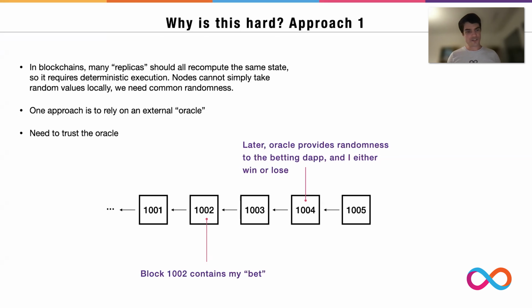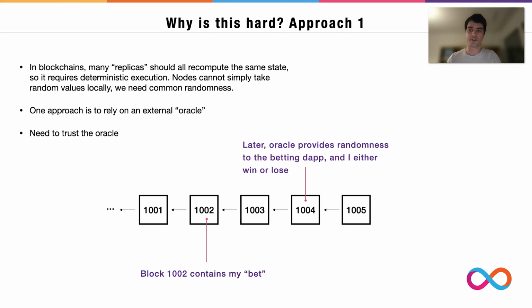And some approaches are discussed in the space. One approach is relying on some external oracle. You could imagine that in the bottom you see some blockchain. Maybe in block 1002, I place a bet on cycles.bet where I bet that we're going to roll less than 7. And then a couple blocks later, maybe the oracle comes and provides the randomness to the betting dApp, which will then decide whether I win or lose. Of course, this is possible, but now we need to trust this external oracle.